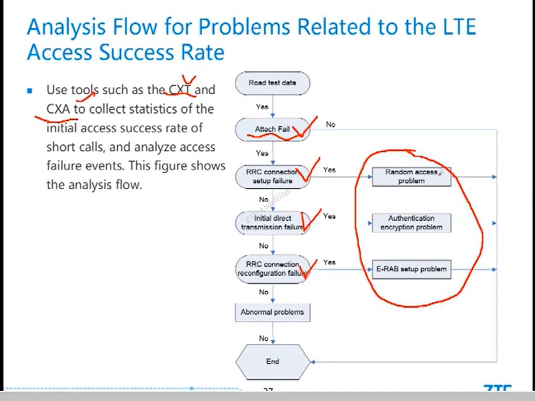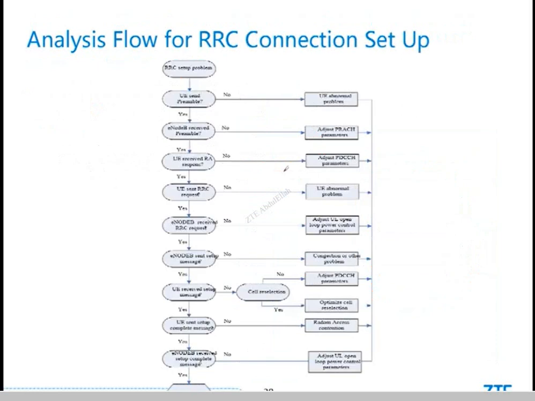So the first one, random access problem. Random access problem is simple, we have learned it before. And then authentication. Authentication is between the UE and the EPC security. And the ERAB setup is the bearer between the UE and the EPC. So the problem always happens in those three steps, and we can separate them. Actually, random access is in the RRC connection setup step.